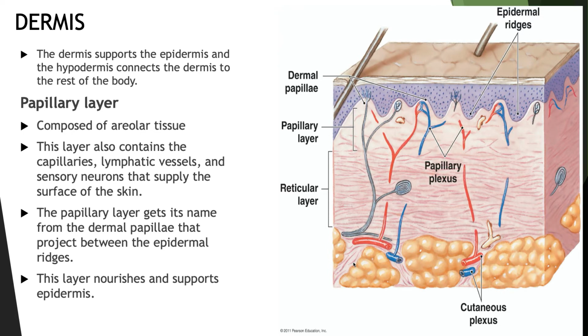All right, getting to the dermis. The dermis helps to support the epidermis, and the hypodermis connects the dermis to the rest of the body. So the dermis lies between the epidermis and the hypodermis, and consists of two layers. You have the papillary layer, which has a highly vascularized areolar tissue and has several different cell types within it. It also contains capillaries, lymphatic vessels, and sensory neurons that supply the surface of the skin. And it gets its name from the dermal papillae that project into the epidermal ridges. Remember, this helps to adhere the layers by increasing the surface area. Again, this layer nourishes and supports the epidermis by diffusion.